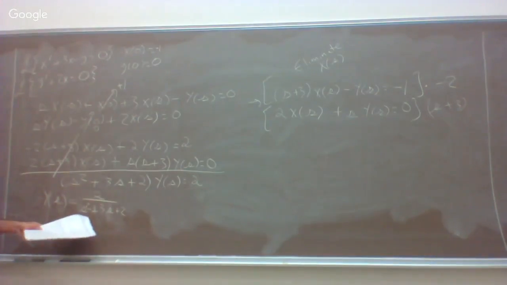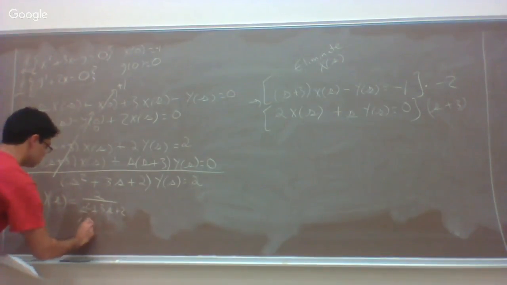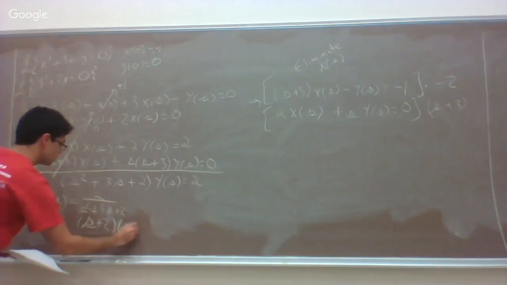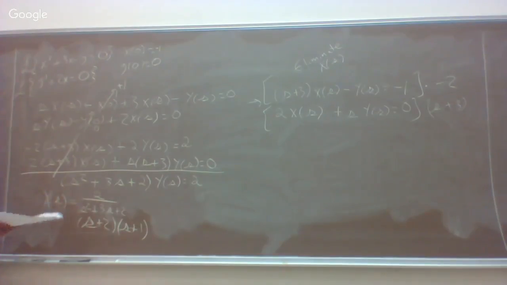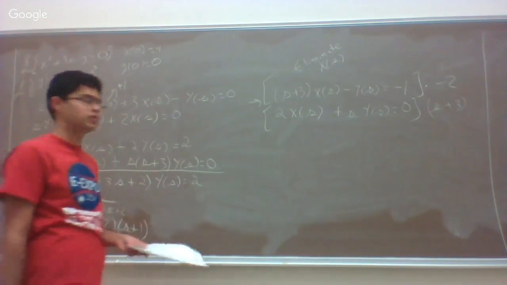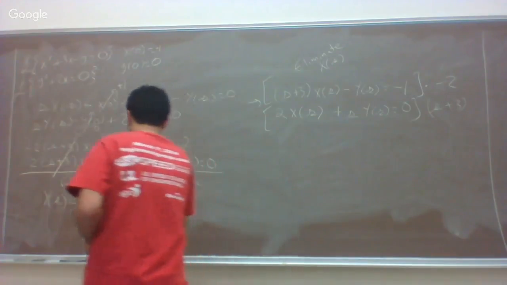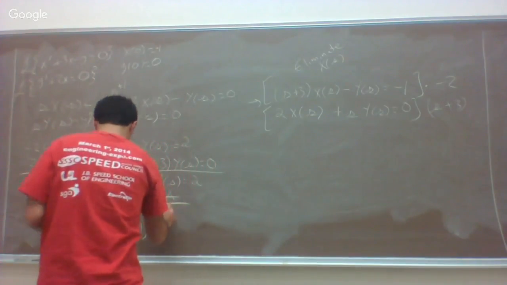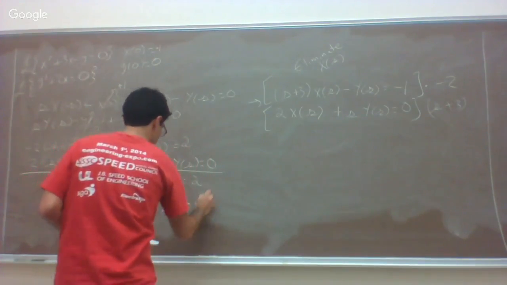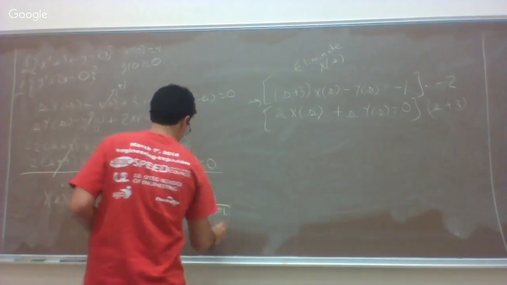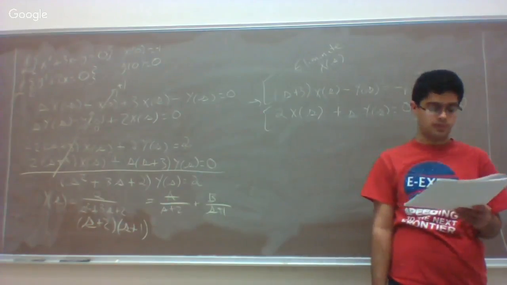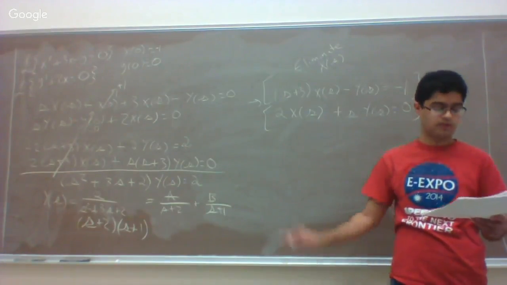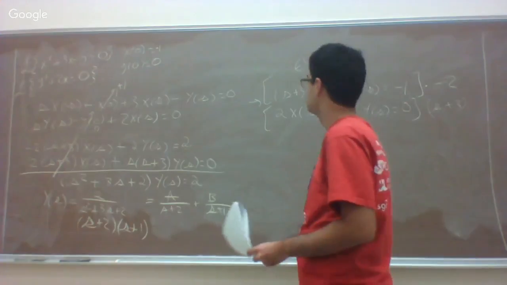This we can factor out to be S plus 2 times S plus 1. So then we do partial fraction decomposition. We get A over S plus 2 plus B over S plus 1. You guys should have done this stuff like 1,000 times.